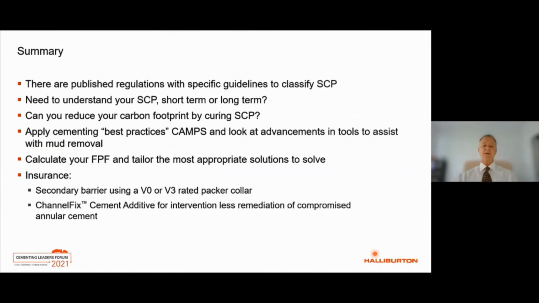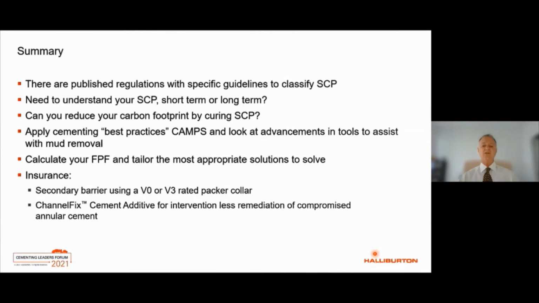That brings us to the end of my presentation this morning on a holistic approach to understanding and eliminating sustained casing pressure. So in closing, I'd like to summarize the main themes to consider when designing to eliminate sustained casing pressure. There are published guidelines with specific guidelines to classify sustained casing pressure, including publications from the American Petroleum Institute, the US Minerals Management Service, and NORSOK D10, just to name a few.